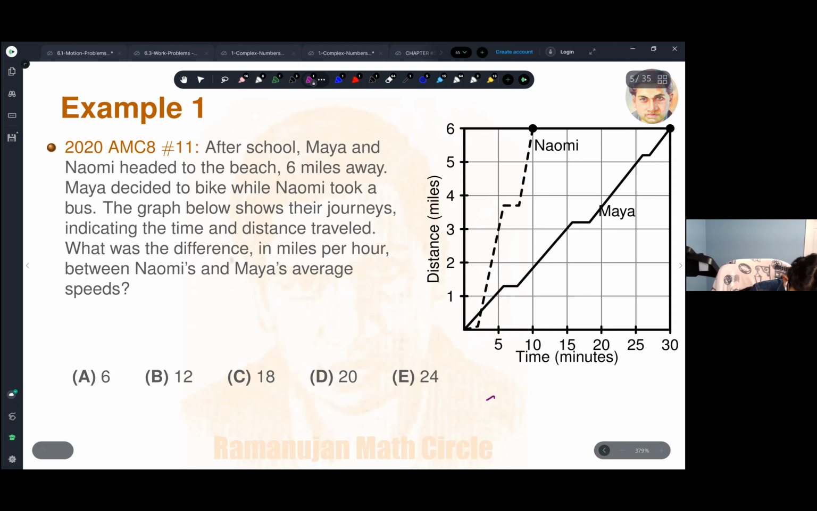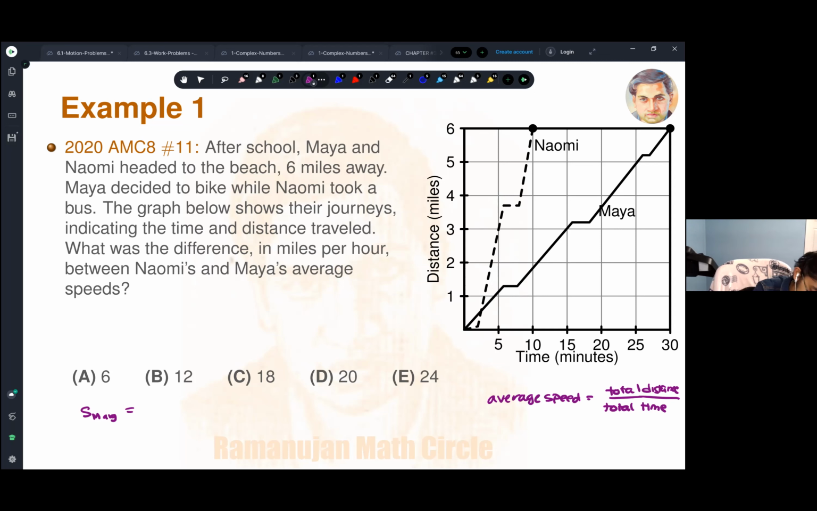So recall that average speed is equal to total distance divided by total time. So now we're going to calculate the average speed of Maya and calculate the average speed of Naomi. So I'm going to call Maya's average speed S_M AVG. And what that's going to be is her total distance divided by total time.